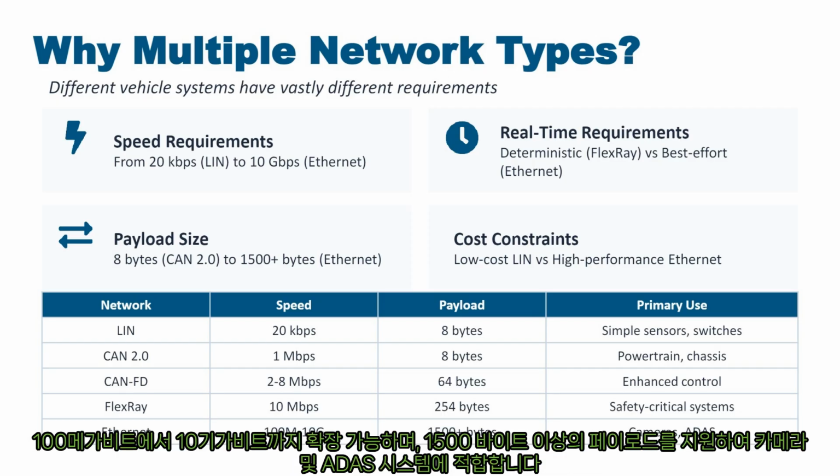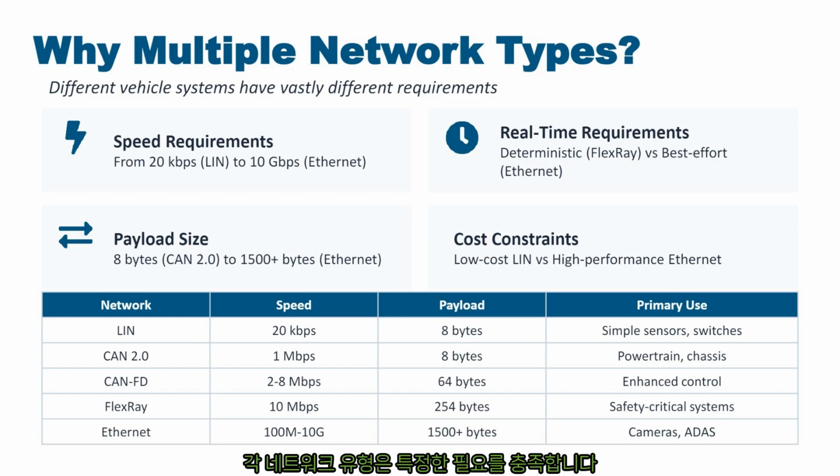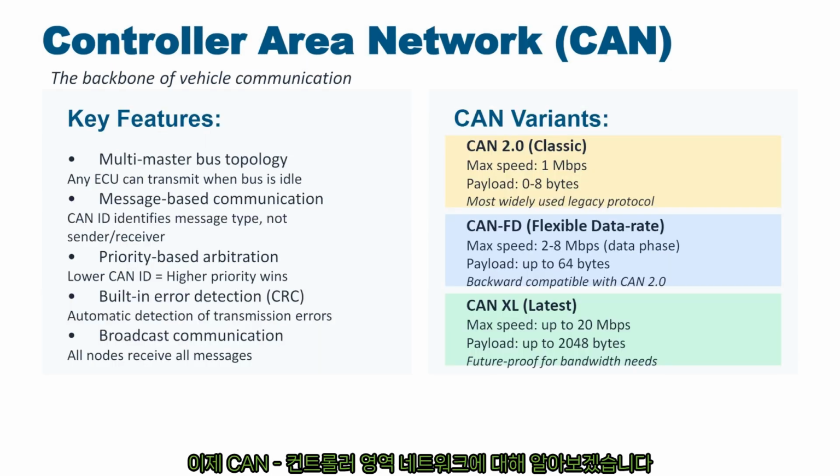And Ethernet? It scales from 100 megabits to 10 gigabits per second with 1,500-plus byte payloads, perfect for cameras and ADAS systems. Each network type fills a specific need. That's why modern vehicles are a mix of all these technologies. Now let's dive into CAN, the Controller Area Network. This is truly the backbone of vehicle communication.